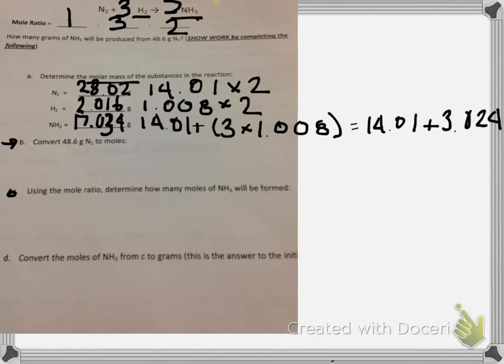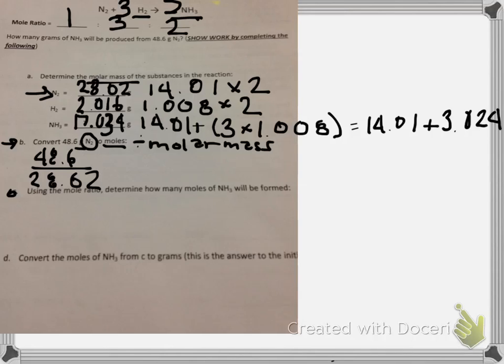So my next step is to do a conversion. In this case, I'm doing grams to moles. And when I do grams to moles, I'm going to divide by molar mass. So I take 48.6, and then I divide by, because I'm dealing with N2, the molar mass of N2. So I divide by 28.02. And I get 1.7344753. So we're going to round that to 1.73. Alright, so that's now moles of nitrogen.